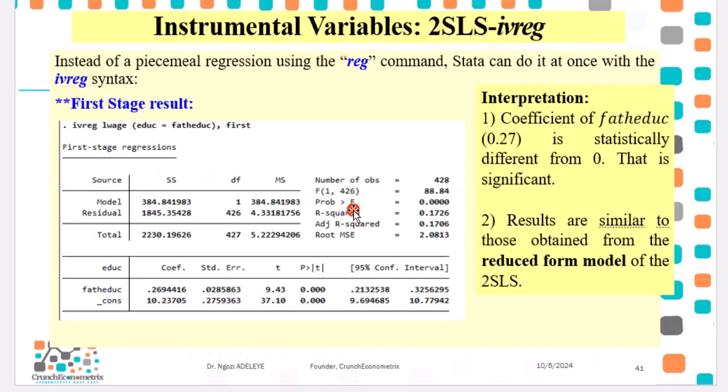So from IVREG, this is the first stage regression. We have seen that the father educ coefficient is 0.27 approximately, and statistically significant with a t-statistic of 9.43, the p-value is 0. So the result shows that father educ is a very, very relevant instrument for us to correct the endogeneity of education. And this is very similar to the results we obtained from the two stage least squares when we used it in our previous model, okay? If you recall that result, this is very similar to that.